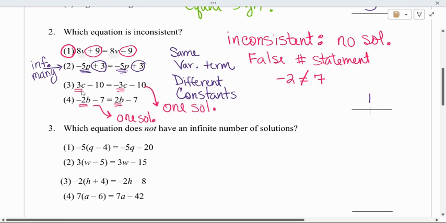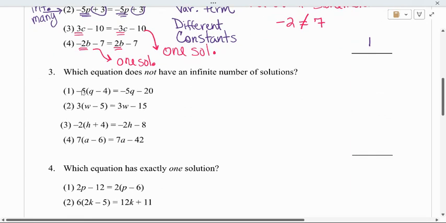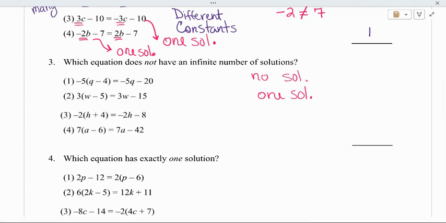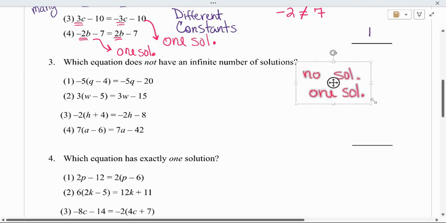Question number 3 is a not question, and these always mess up my brain. I have to read it a couple of times. So which equation does not have an infinite number of solutions? So that means that it could either have no solution or it could have one solution. That's what we're looking for. We're looking for equations that have no solution or one solution. So notice that all of these have a what in them? What's going on with all of these equations, Owen? What do they have that we have to fix first?